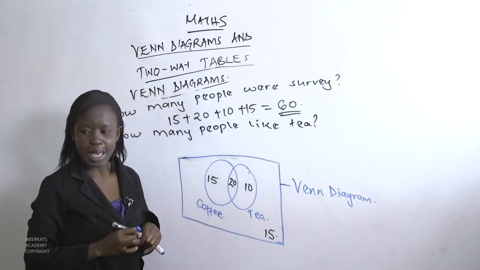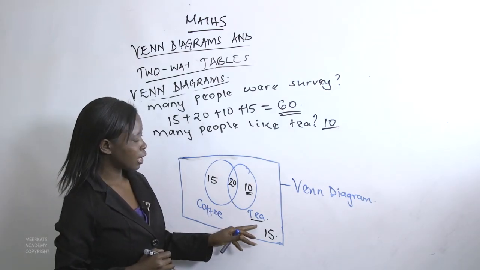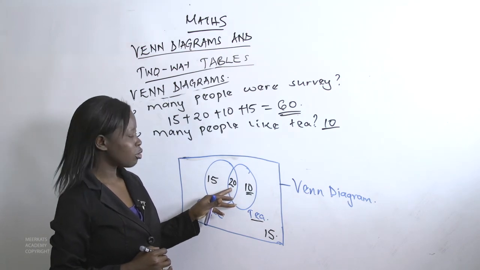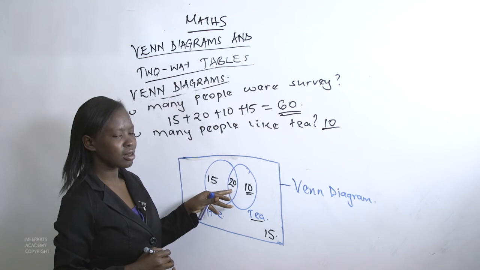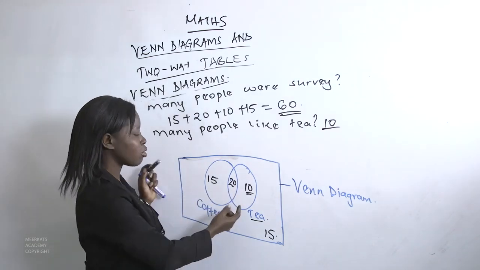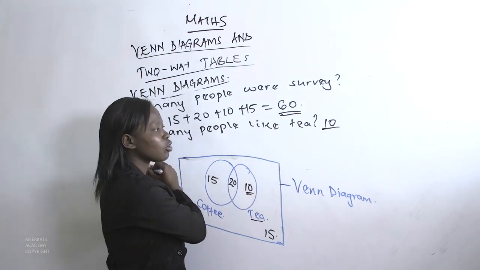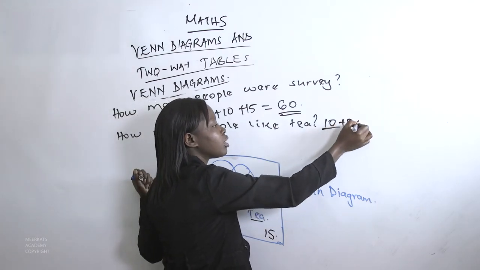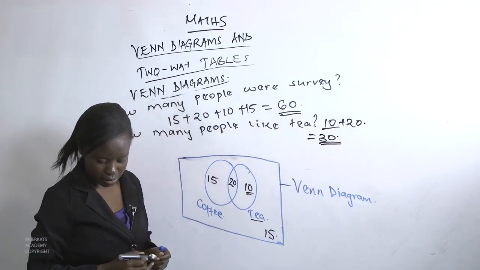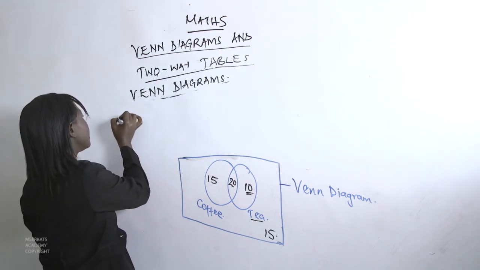From the Venn diagram, to find out those who like tea, we have 10 who like tea only and 20 who like both tea and coffee. So they like coffee, but at the same time they like tea. How do we get the total of people who like tea? We add those who like both tea and coffee and those who like tea only: 10 plus 20 gives us a total of 30 people who like tea. From our Venn diagram, we can also find the probability.